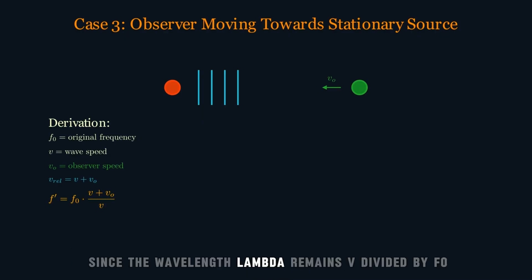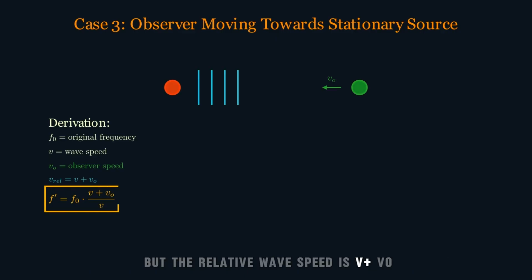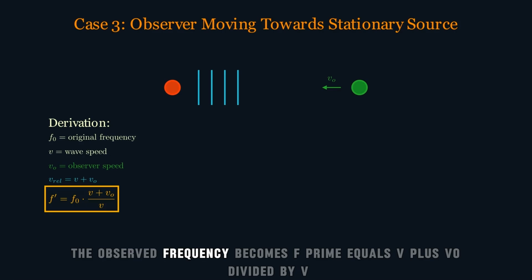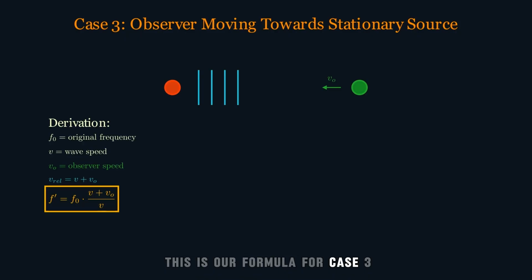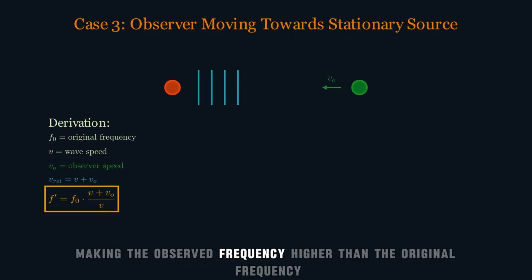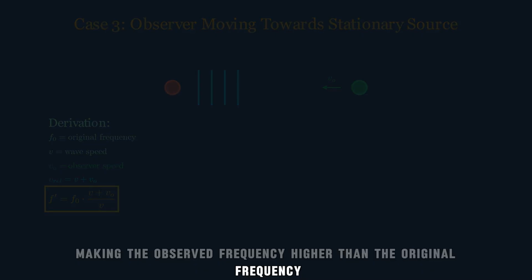Since the wavelength lambda remains v divided by f0, but the relative wave speed is v plus vo, the observed frequency becomes f prime equals f0 times v plus vo divided by v. This is our formula for case 3. Notice that vo appears in the numerator, making the observed frequency higher than the original frequency.